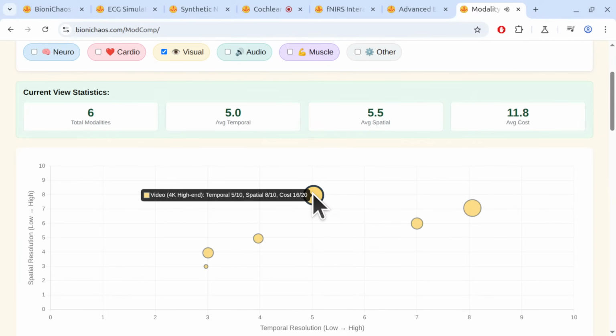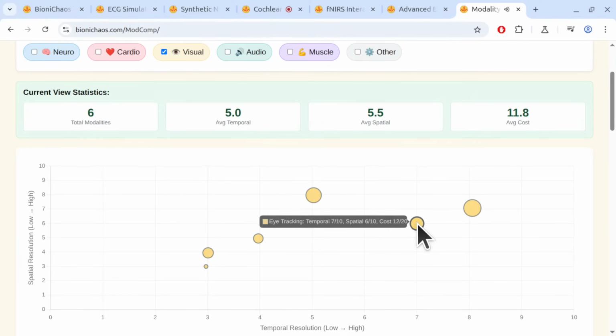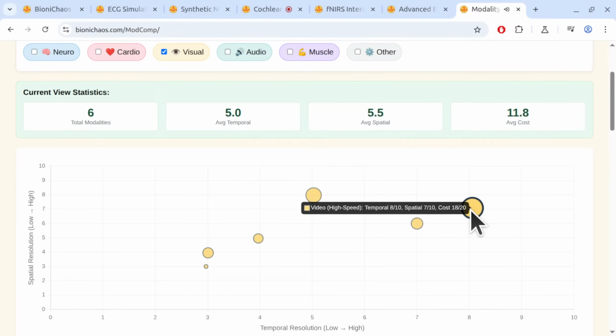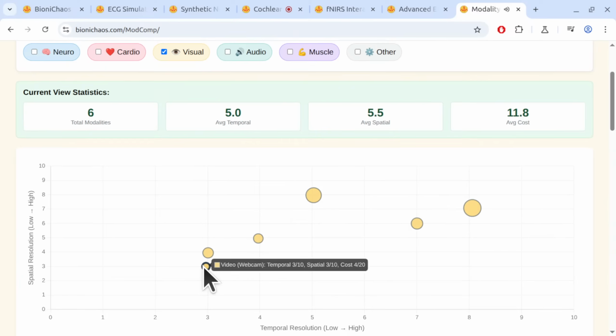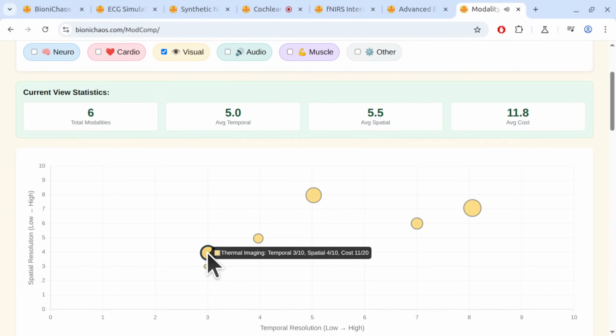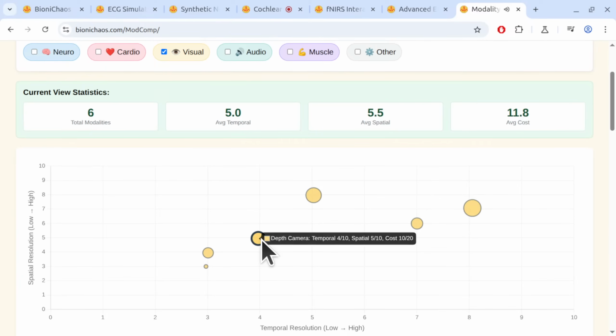And for the real speed freaks, high-speed video. Oh, yeah. Capable of like 240, even 1,000 frames per second or more. Temporal shoots up to 8, spatial is decent at 7, cost is high at 18. This is for really detailed 3D tracking, VR, AR stuff, where you need to capture super fast movements. So from a blurry video call to capturing every muscle twitch for virtual reality, there's a camera for basically every need and budget. Pretty much.